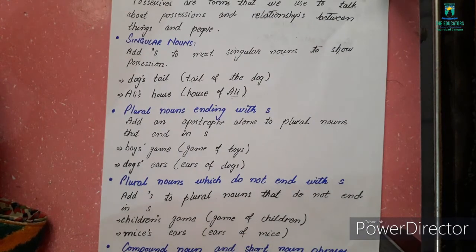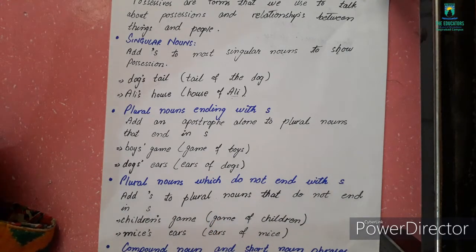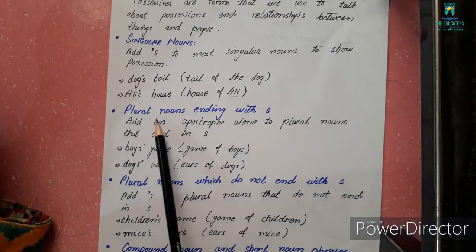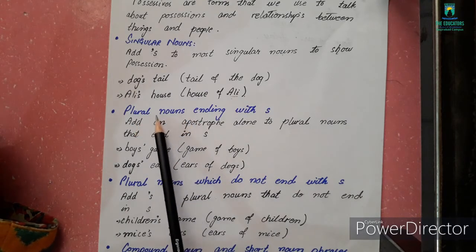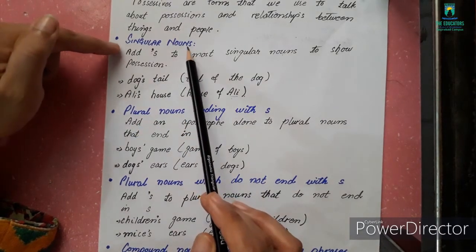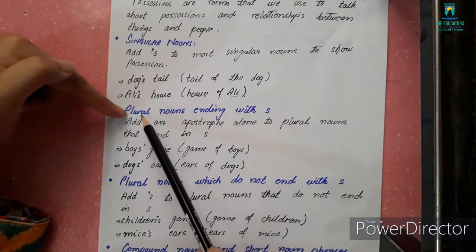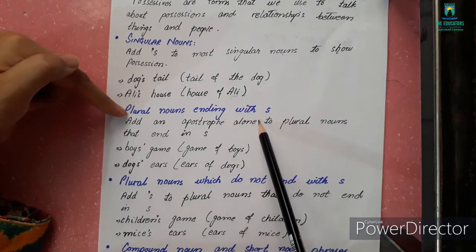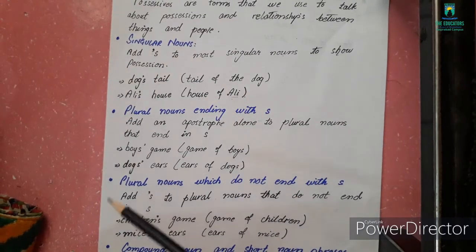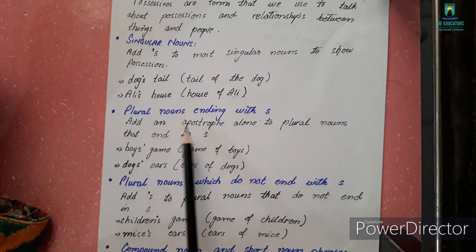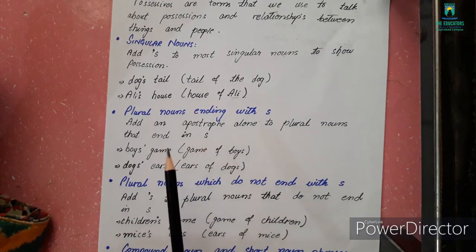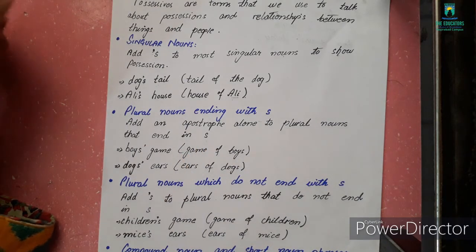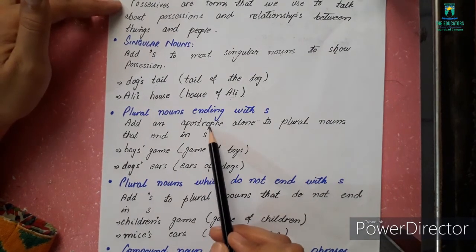The second rule, listen to it carefully, is plural nouns ending with s. The first one was for singular nouns; this one is for plural nouns which end with s. What is the rule for that? Add an apostrophe alone to plural nouns that end in s. Those plural nouns which end in s, we simply have to add an apostrophe.